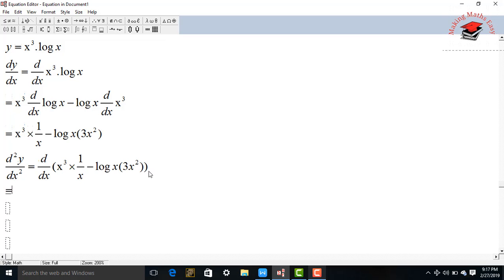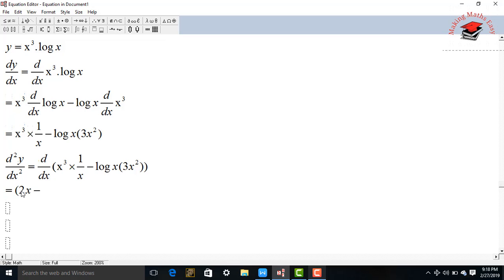So now let's repeat after me. Here it is x cube, and here it is x. So x cube divided by x gives me x square. So we have to differentiate x square in this case. My derivative of x square is equal to 2x. So I will write it as it is.